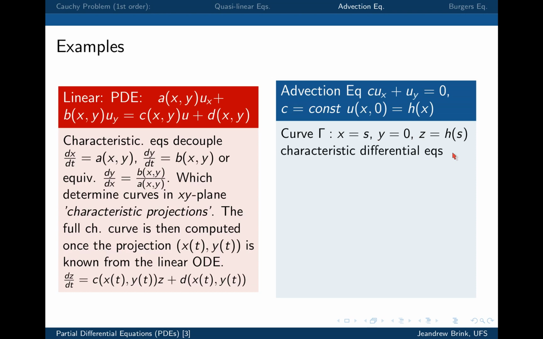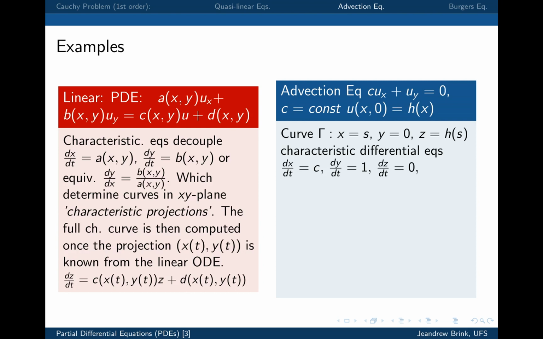Okay, so that's the initial conditions. The next step is you write down your characteristic differential equations, and that's basically saying x dot is equal to the coefficient of u_x, y dot is equal to the coefficient of u_y, and z dot is equal to the function on the right-hand side. So there we have it. x dot is equal to c, y dot is equal to 1, and z dot is equal to 0. Okay, so that's our differential equations.